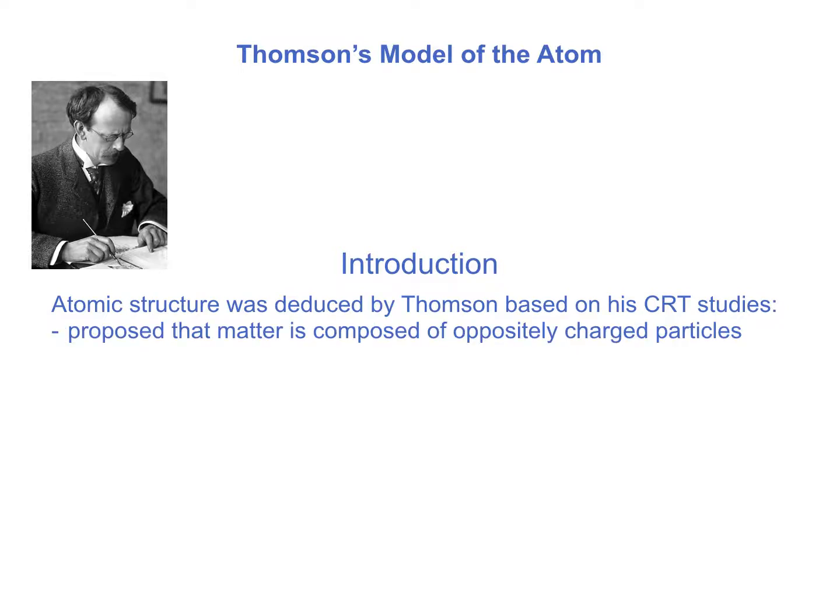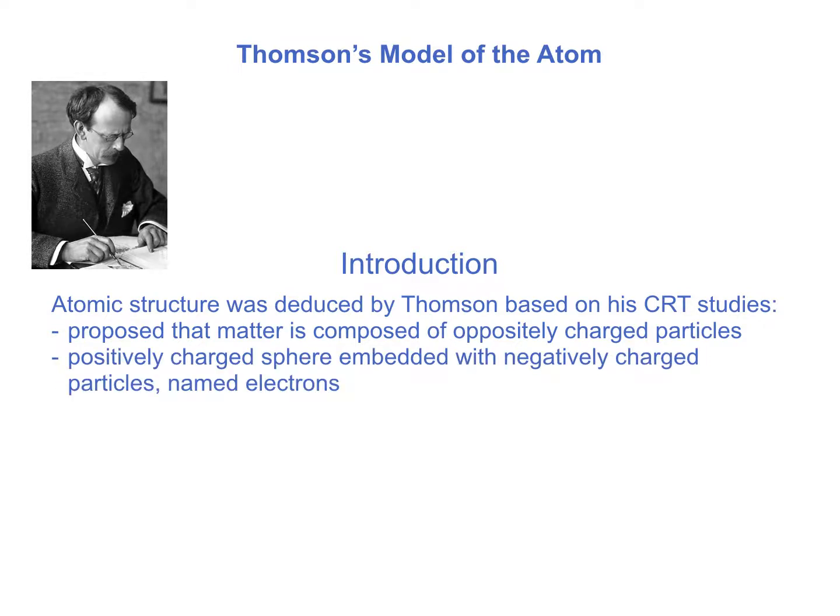He used mainly the cathode ray tube experimental data and the previous data in order to construct his model. He proposed that matter is composed of positively charged particles, and that's simply because he found that the cathode rays are negatively charged particles. So there has to be positively charged particles. His model was quite simple: a sphere of positive charge, which is embedded with particles of negative charge.